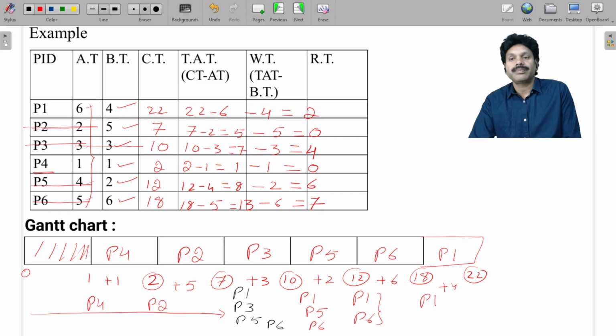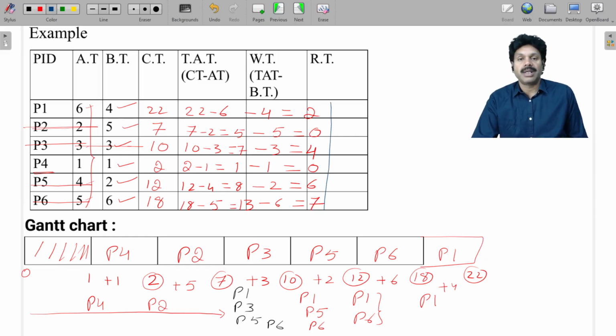Response time, let me record with a new color. Response time is nothing but the time when the CPU identified the job for execution minus when it arrived. So P4 is scheduled at 1. Let us see from P1. P1 is scheduled at 18, and it arrived at 6. So 12 is the response time.